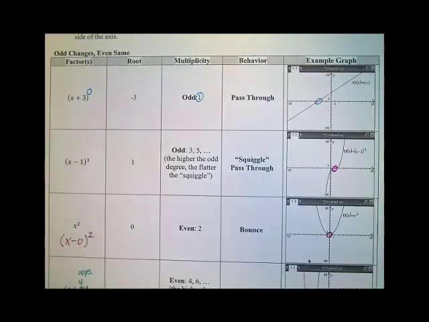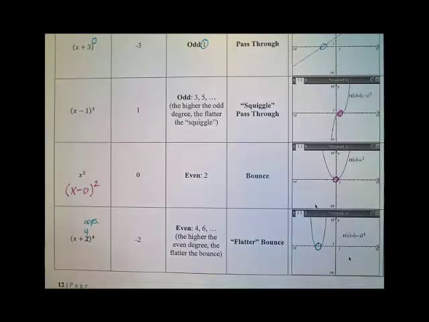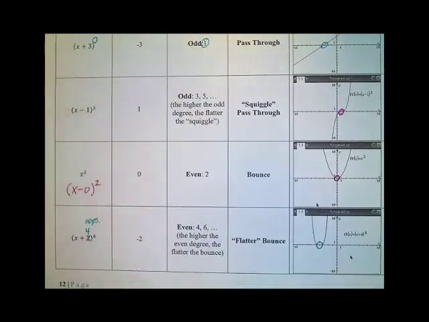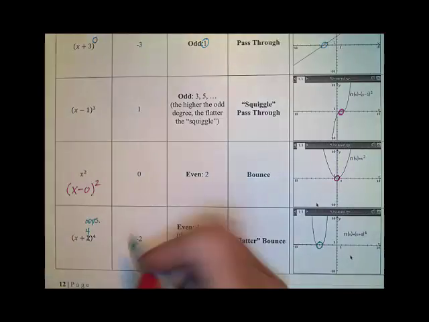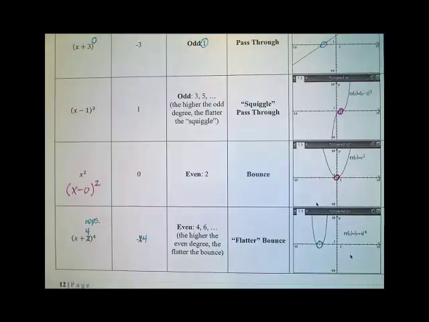All right. And the last one, oops, I have a typo. It should say x plus 4 to the 4th. Therefore, the root is negative 4. The multiplicity in this case is also 4. So again, the higher the even degree, the flatter the bounce. So you can see at negative 4, it bounces just like the previous one, but because the multiplicity is higher, it's flatter longer. I hope that makes sense.